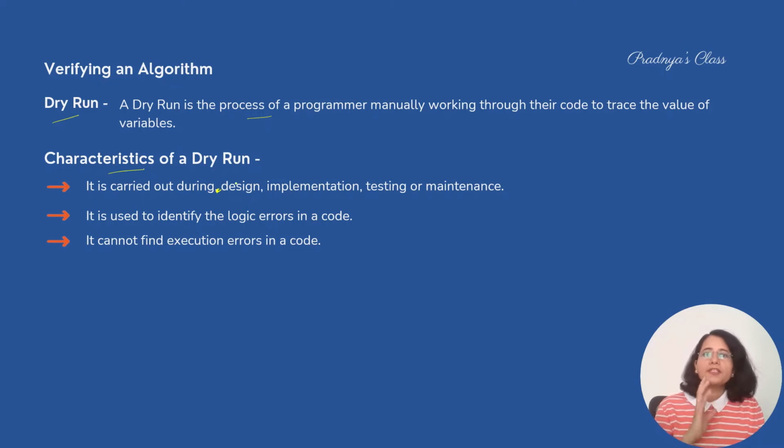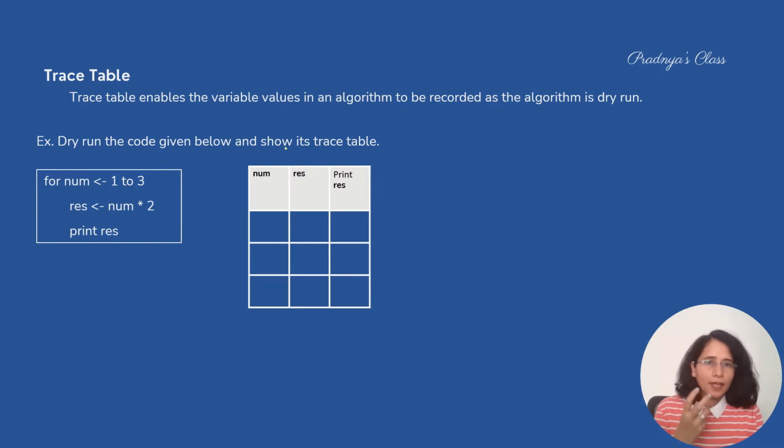What are the characteristics of dry run? We can carry out a dry run during the different stages of problem solving. We can do it during design, implementation, testing, or the maintenance stage also. It is used to identify errors in a code. We can fix some logical errors. We cannot find any execution error using dry run. When we are verifying the algorithm to ensure that it is working the way we want, we use the concept of dry run.